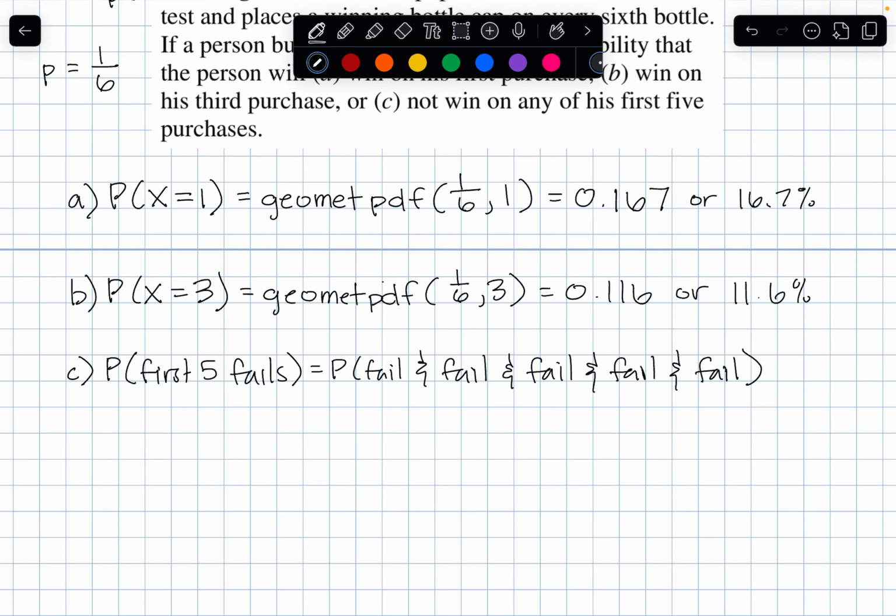And I know "and," doing the same thing repeatedly, is a multiplication problem. So this is just P(fail) times itself 5 times: 1, 2, 3, 4, 5. And I know what the failure fraction is. If the success fraction is 1/6, the failure fraction is 5/6. So 5/6 times itself 5 times, which is just 5/6 to the 5th power. And we're going to do that on our calculator really quick.